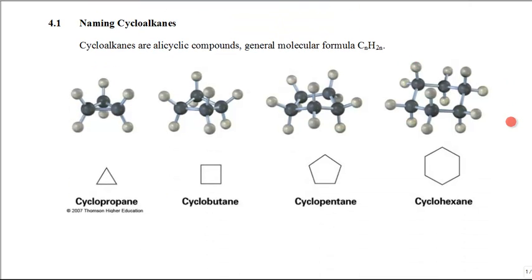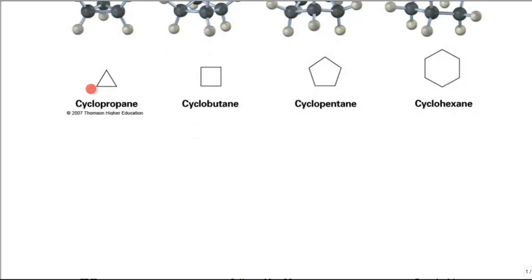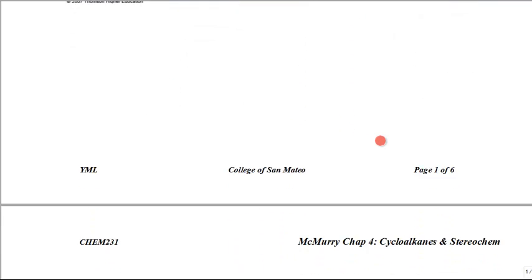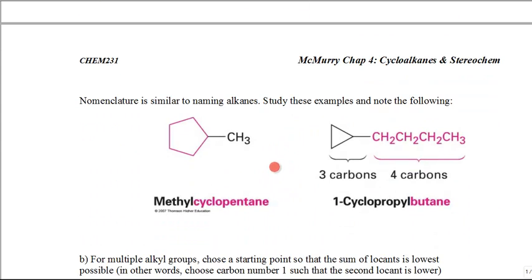Let's look at the naming. Naming is straightforward, right? Cyclopropane, of course, 3. Cyclobutane, that's easy, isn't it? A couple of things to point out. The question then becomes, if you've got an alkyl group on a cycloalkane, that's easy, isn't it? You see this is methyl. 1 carbon is a methyl group. There's your methyl, and it's on a 5 ring, so it's methyl cyclopentane.